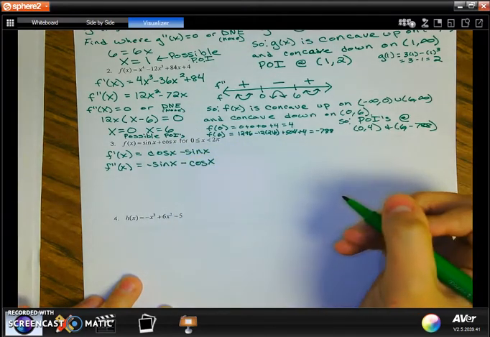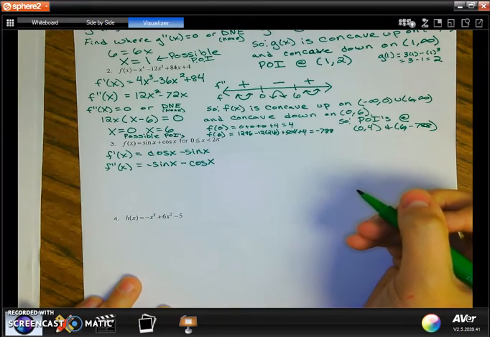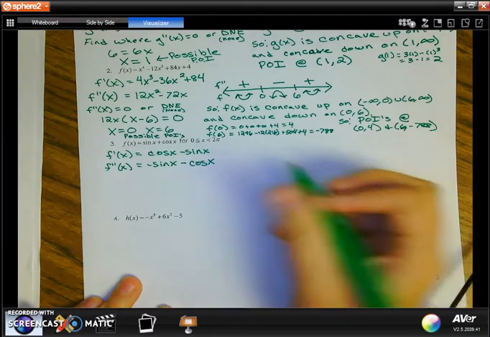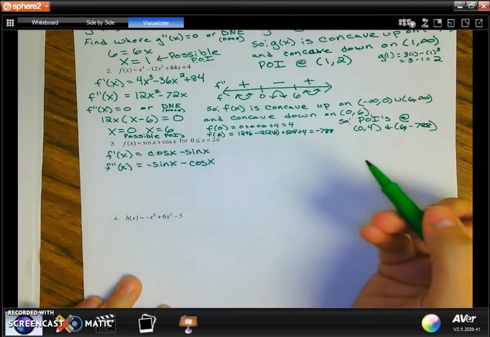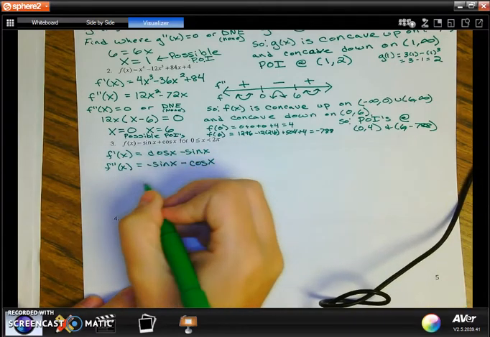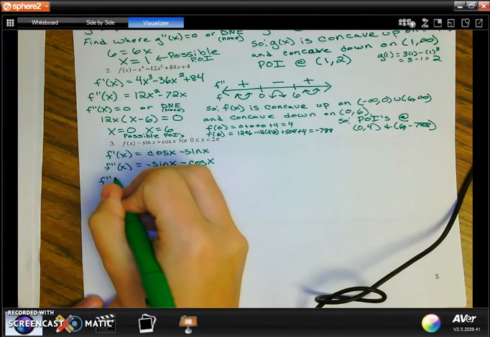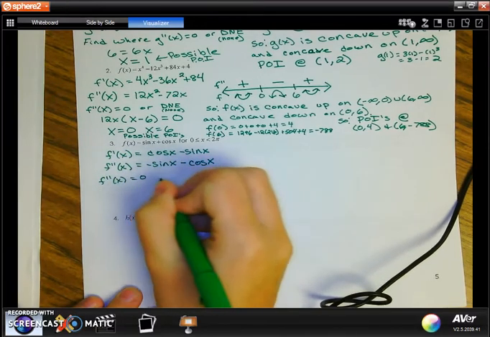Okay, so now I took the second derivative. And now I need to figure out where the second derivative equals 0 or where the second derivative does not exist. I don't need to worry about this not existing anywhere because it's sine and cos, so it's bounded. I'm not dividing by 0 or anything like that. But I can figure out where that equals 0.